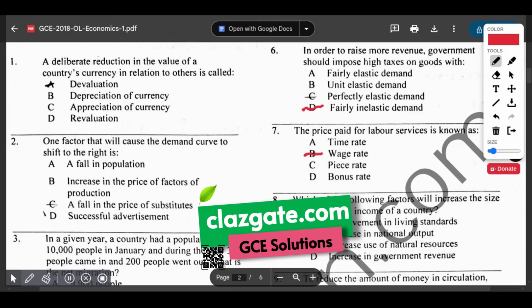Okay, the answer is you increase national output. If you produce more and export, you will increase the national income of a country. So the answer to question 8 is B. So question 8, our answer is B. Scrolling to question 9.